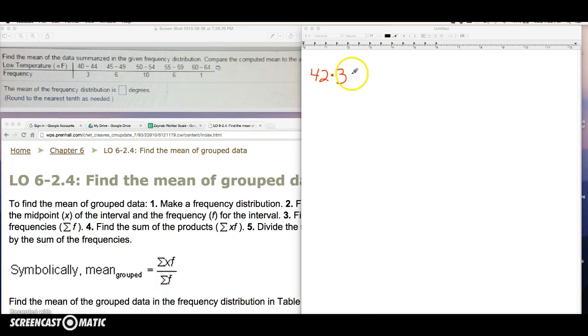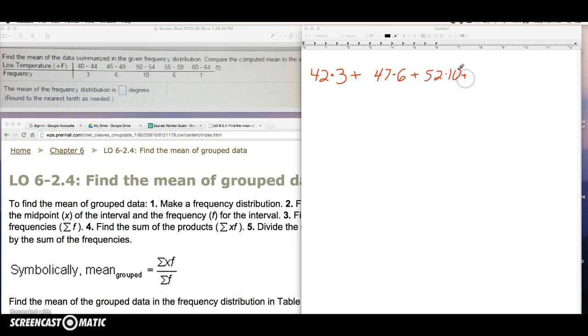Then I'm going to add up the next median. So that is 47. From 45 to 49, the median is 47. And I'm going to multiply that by the frequency that it happens. Then I take the median of these, 52 is the median of those. And I multiply it also by its frequency.